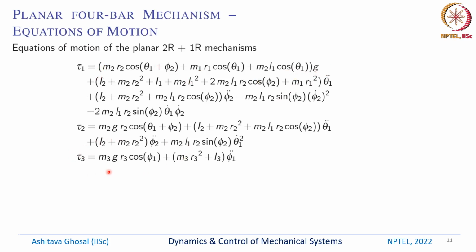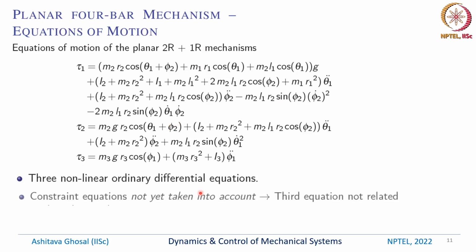And the third equation is m3 g r3 cos phi 1 plus m3 r3 square plus I3 into phi 1 double dot. So we can derive the equations of motion of this system, which is planar 2R plus 1R, because remember we have broken it. So these are three nonlinear ordinary differential equations.